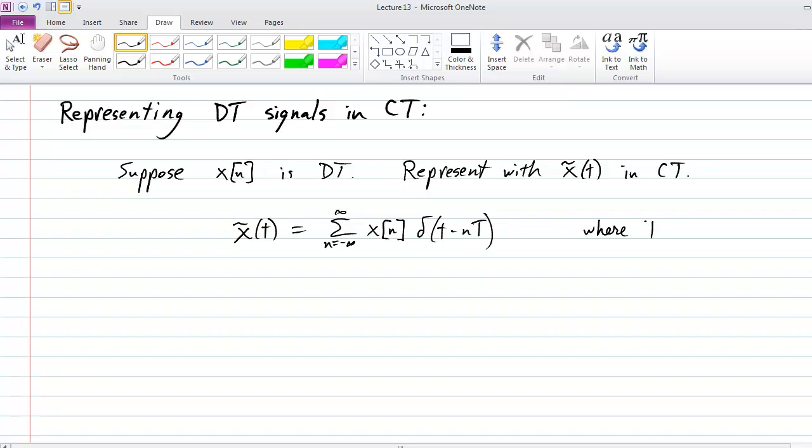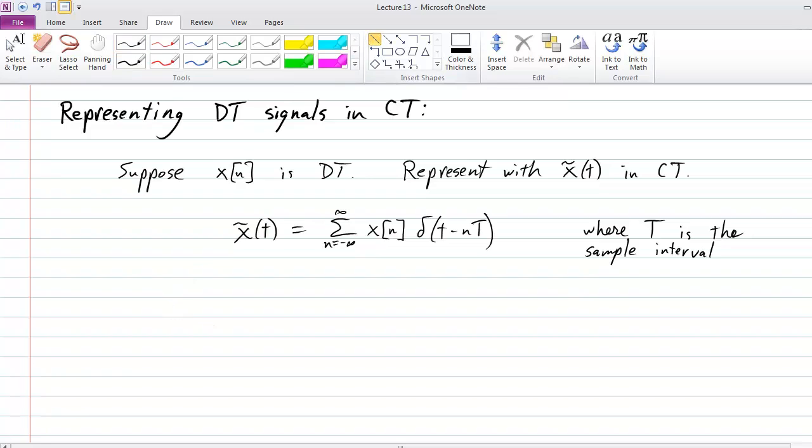Where T is the sample interval. So 1 over this T is what we're going to refer to as the sample frequency. Okay, so what have we done? We had, in discrete time, some signal.